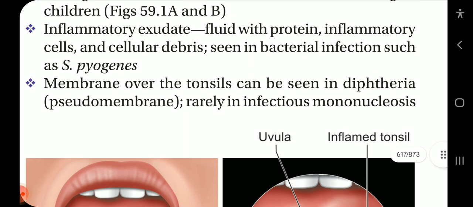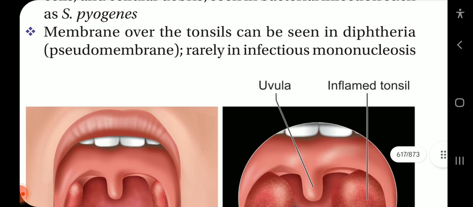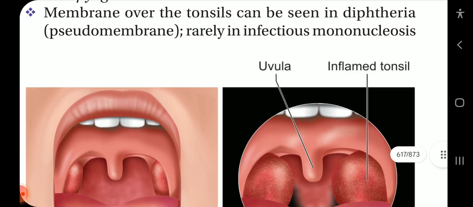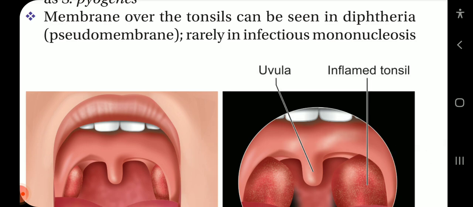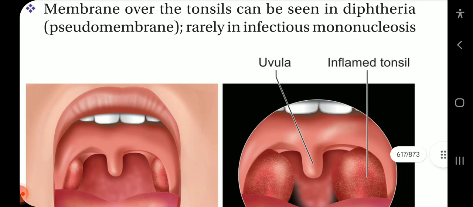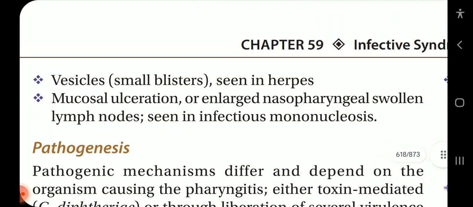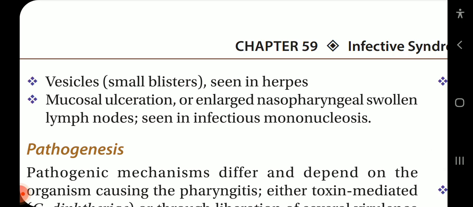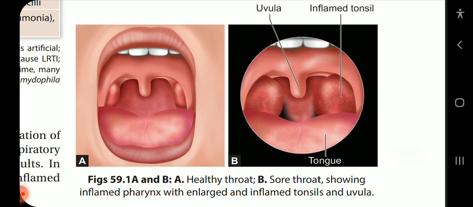Inflammatory exudate, fluid with protein, inflammatory cells and cellular debris seen in bacterial infection such as Strep pyogenes. Membrane over the tonsils can be seen in diphtheria, pseudomembrane, rarely in infectious mononucleosis. Vesicle, small blisters, are seen in herpes, while mucosal ulceration or enlarged nasopharyngeal swollen lymph nodes are seen in infectious mononucleosis. In this figure, we can see a healthy throat and a sore throat with inflamed pharynx with enlarged and inflamed tonsils and uvula.